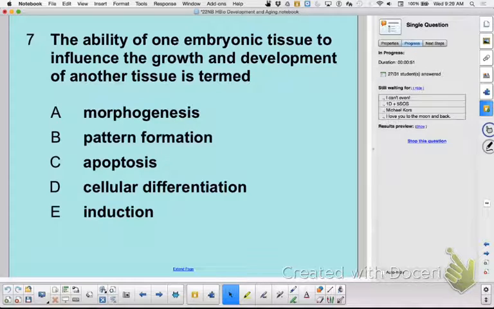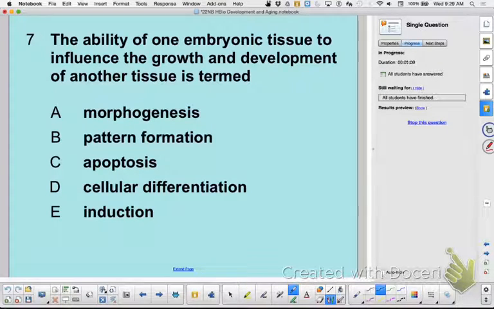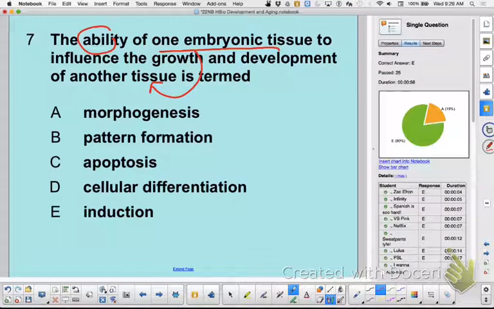Here we go, five. So I want to help you on reading questions. So this is saying the ability of one tissue to affect another tissue. One tissue is influencing another tissue. What do you call that ability? One tissue to influence another? Good, most of you got that, induction. Okay? When one tissue influences another, it's called induction.